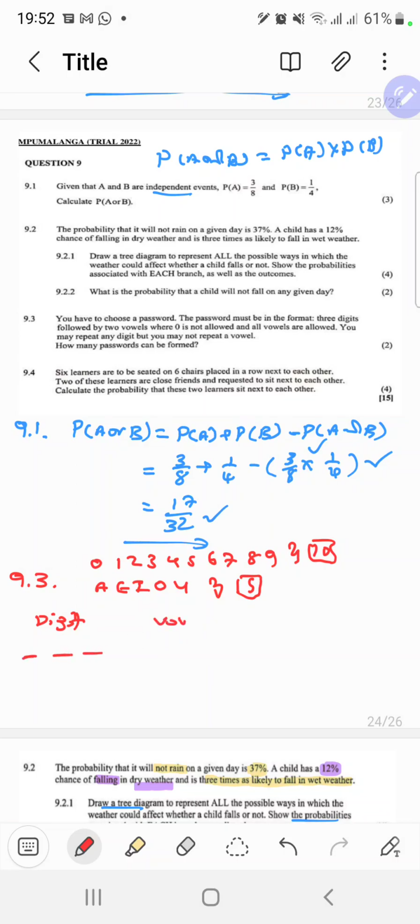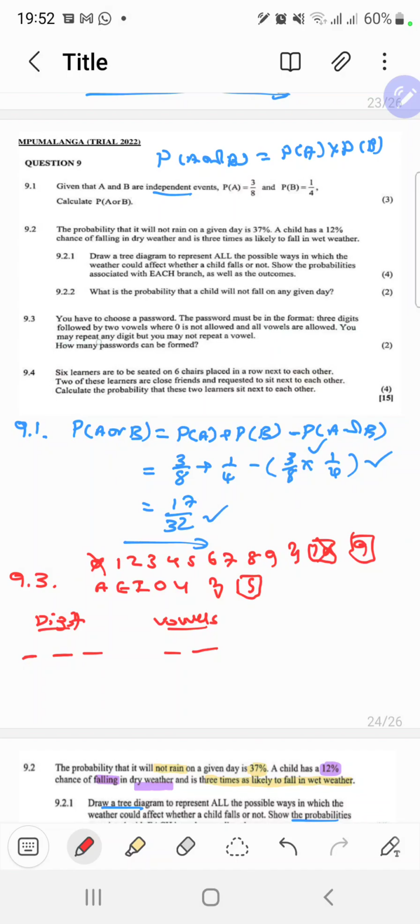And then what about vowels? So we're going to have how many slots? They're saying 2 vowels, okay? 1, 2. And then they're saying here where 0 is not allowed. So this one is out. So we remain with a total of 9. Okay, and all vowels are allowed. Okay, that's not a problem.